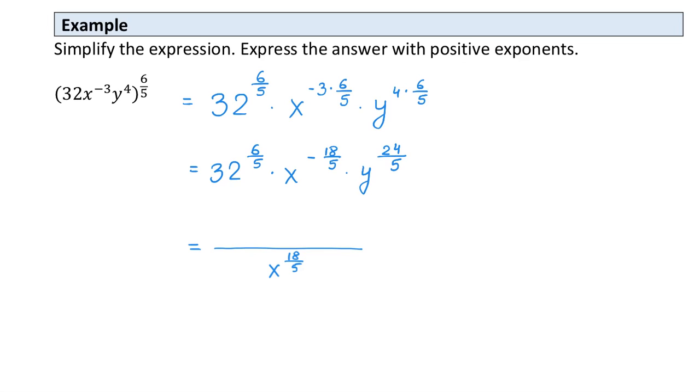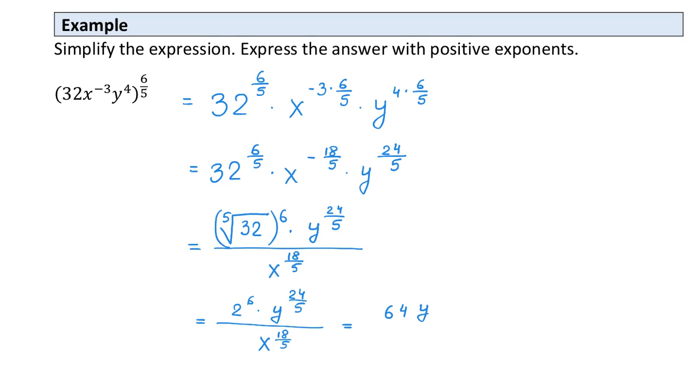But in the numerator, let's write 32 to the power of 6 over 5 as the fifth root of 32 all to the power of 6. And next to it, let's bring down y to the power of 24 over 5. Now, the fifth root of 32 makes 2, so here we will have 2 to the power of 6. Then all this equals 2 to the power of 6 times y to the power of 24 over 5 over x to the power of 18 over 5. And 2 to the power of 6 makes 64. So all this will give us 64 y to the power of 24 over 5, all this divided by x to the power of 18 over 5.